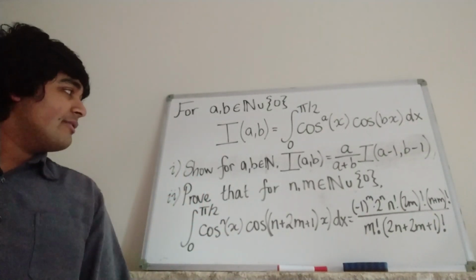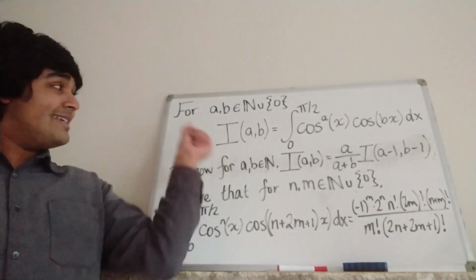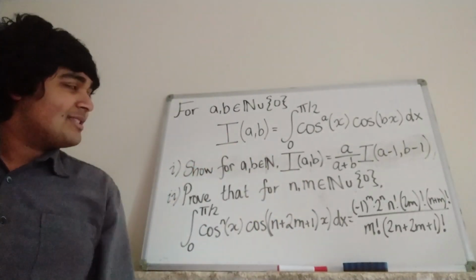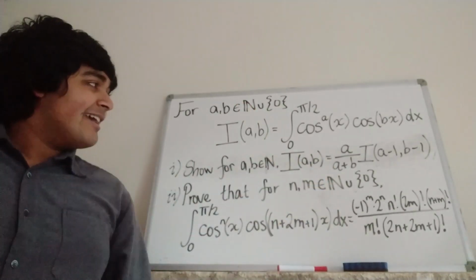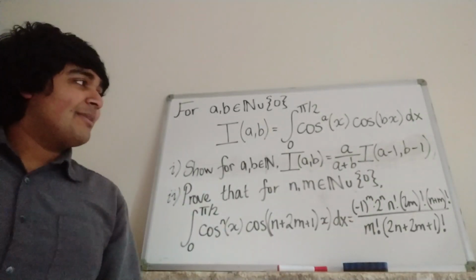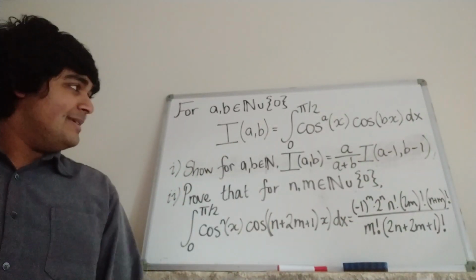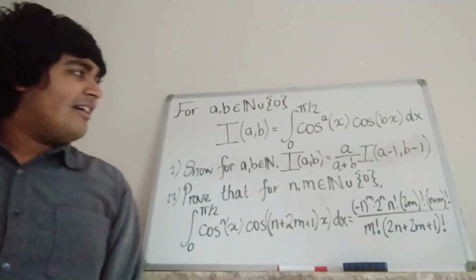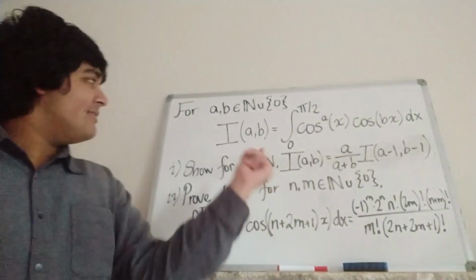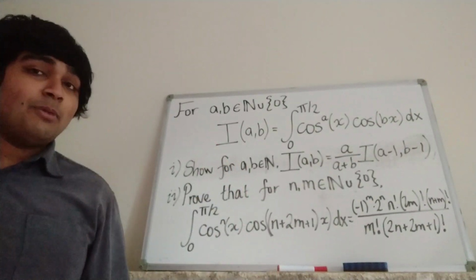Part 1, we want to show that for all a and b positive integers, so a and b are not 0, just be careful there, we want to show that I(a,b) is equal to a over a plus b times I(a minus 1, b minus 1). And I guess you can see why we don't want a and b to be 0, because then we would have I of one of these things being negative 1, but we haven't defined I for negative numbers. Okay, so that's why we have a and b positive integers.